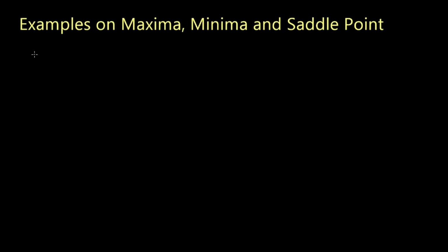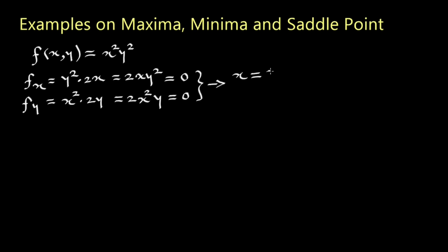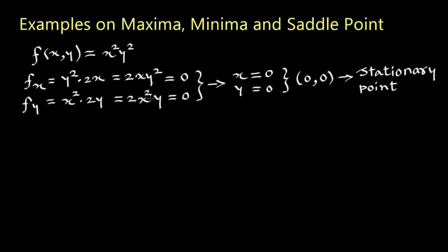Next we find maxima and minima of the function x square y square. fx is y square into 2x, that is 2xy square. fy is x square into 2y, that is 2x square y. For finding stationary values, we will equate fx equals 0, fy equals 0 and solve them simultaneously. That will give us x equals 0, y equals 0. So 0, 0 is the stationary point at which maxima or minima could occur.